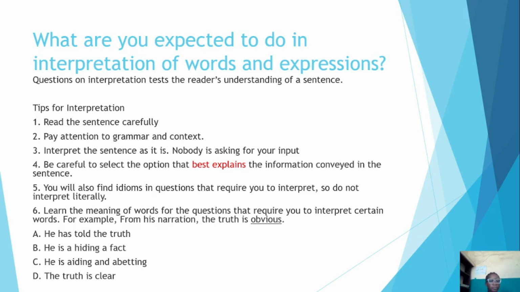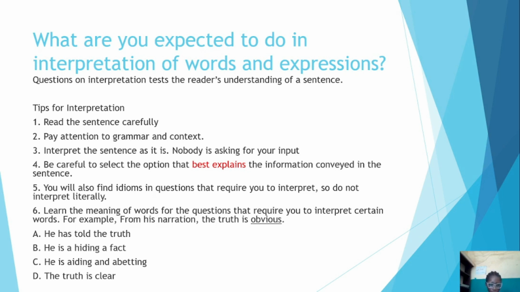For example, let's look at this question. It says, from his narration, the truth is obvious. Now, the underlined word is obvious, so we are expected to interpret obvious based on this sentence. Now, let's look at the options. A, he has told the truth. B, he is hiding a fact. C, he is aiding and abetting. D, the truth is clear.